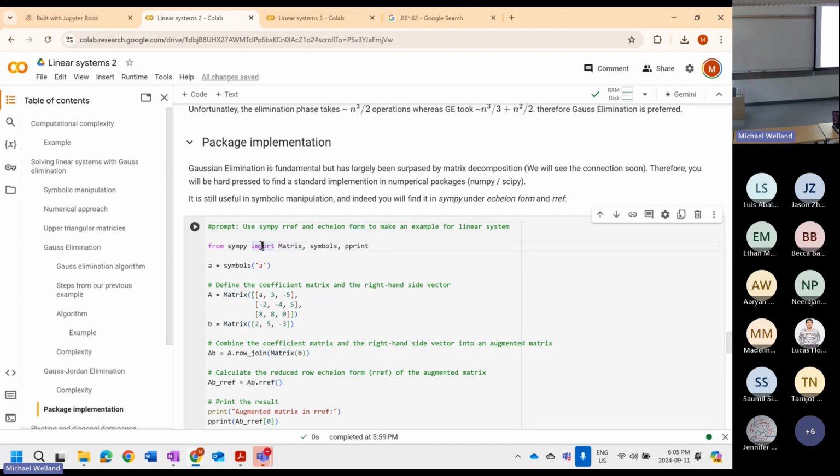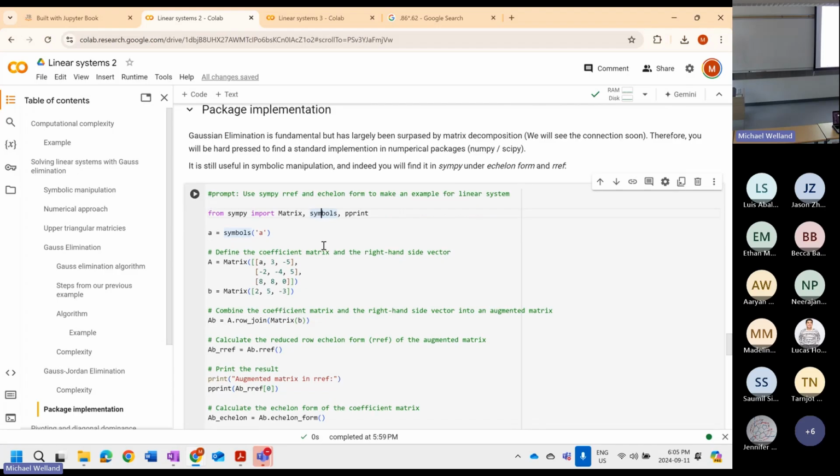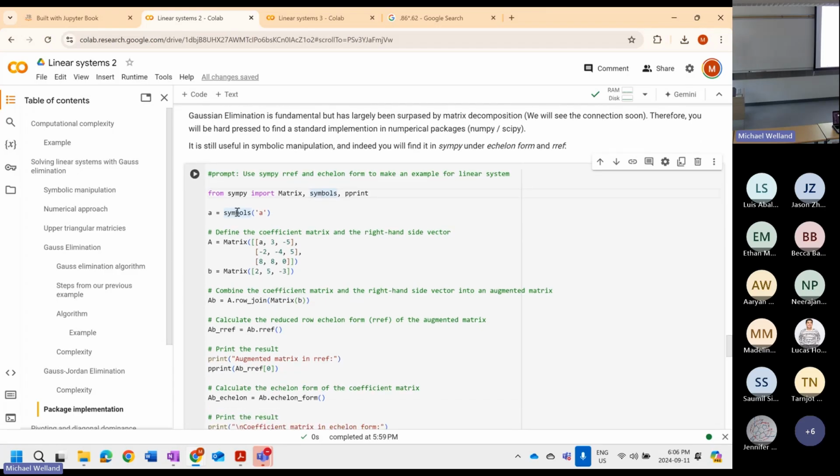SymPy is very similar to Mathematica or Maple, if you have ever used those. There are a couple of key elements here. I'm not really going to go into them. Feel free to poke around. It's pretty useful, and I like it for a lot of things. This is defining a variable called A, a Matrix, kind of self-explanatory.